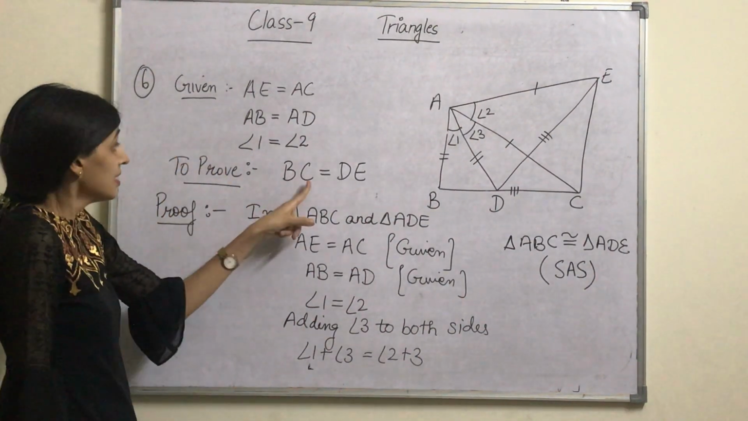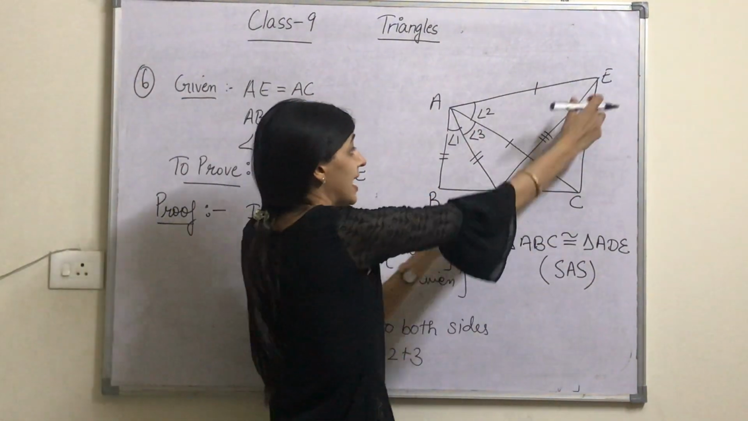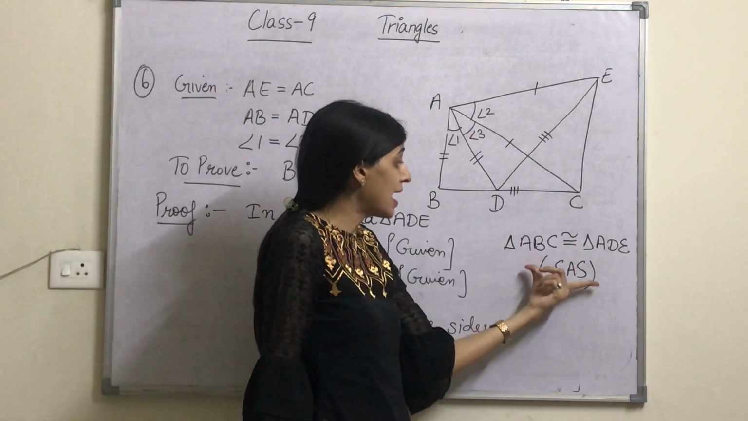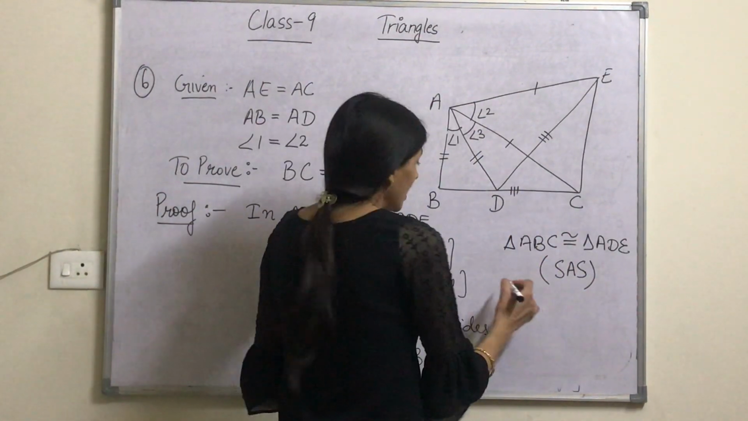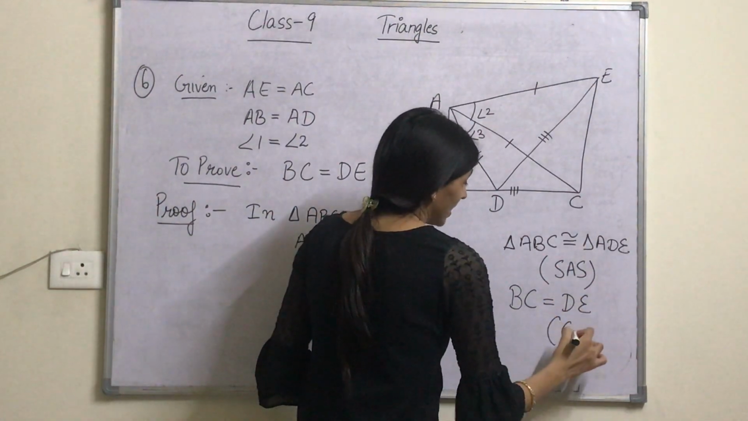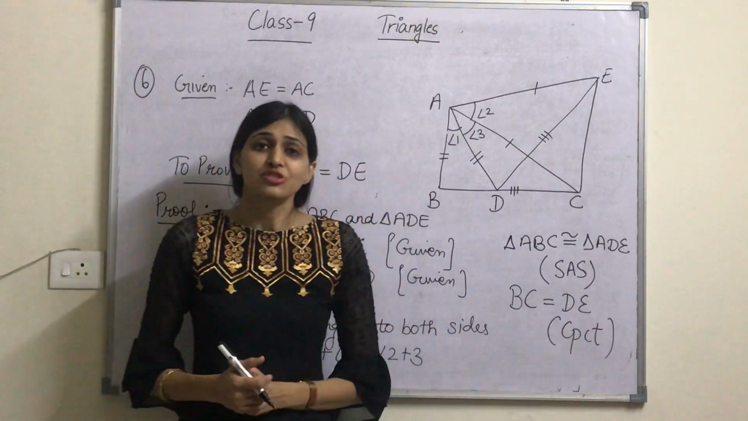Now this second part is BC and DE, and we have to prove BC equals to DE. If you look carefully, BC and DE are part of these triangles only. So you can straight away write BC equals to DE by CPCT, congruent part of congruent triangles.